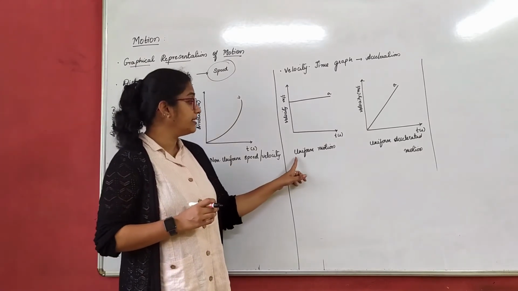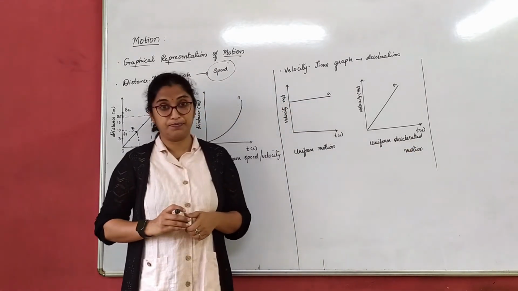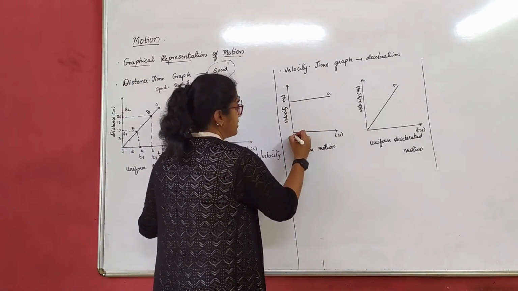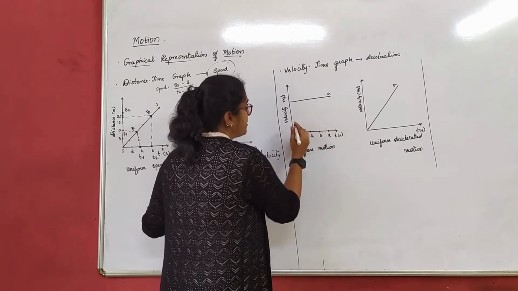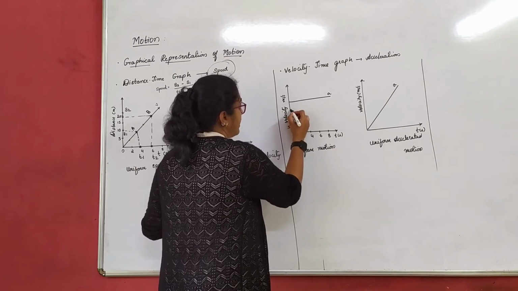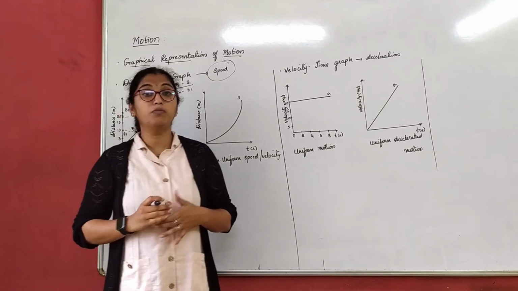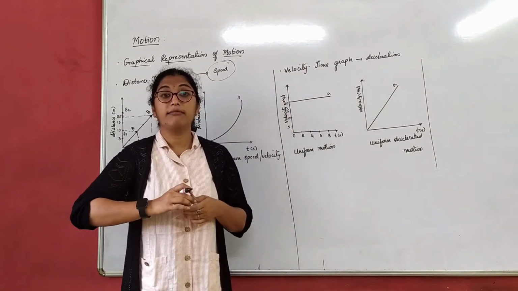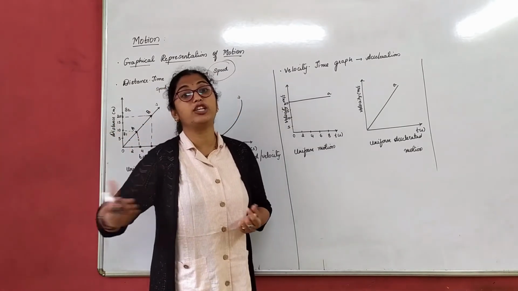Now here I have written uniform motion and uniformly accelerated motion. Now why is this? Let me tell you. Again, for time, I'll consider 2, 4, 6, 8, and here I'll consider 5, 10, 15, 20. Now, uniform motion means what? It means that if I started from a particular point, I did not change my velocity.